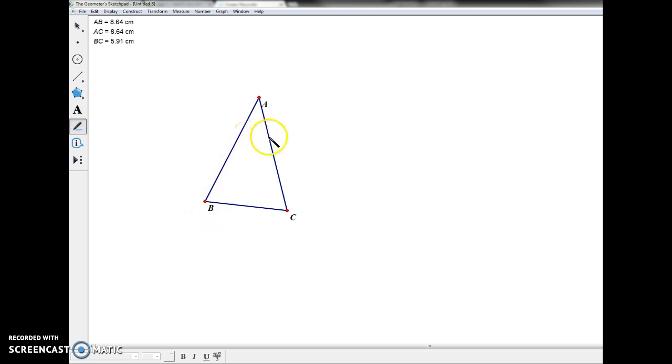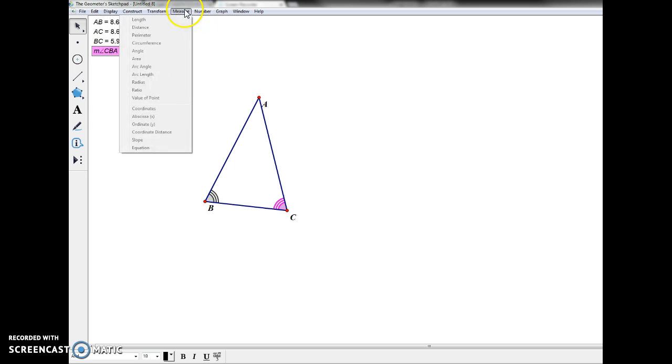We know that in an isosceles triangle, the two sides that are congruent in length, their opposite angles will be equal. So I can show you that angle B and angle C both have the same angle measures as well if I choose each of the angles and choose to measure those angles. And I knew they would be 70 based on the angle I chose to make angle A when we created our rotation.